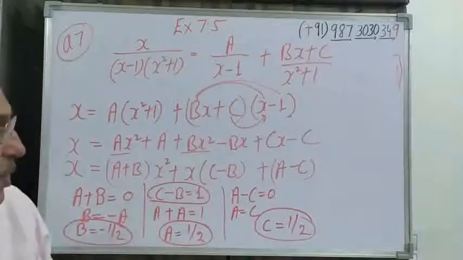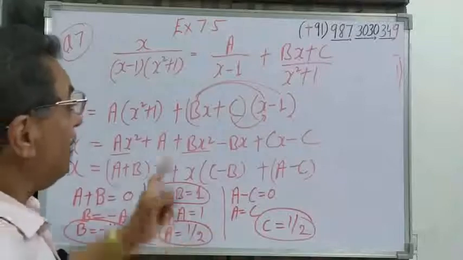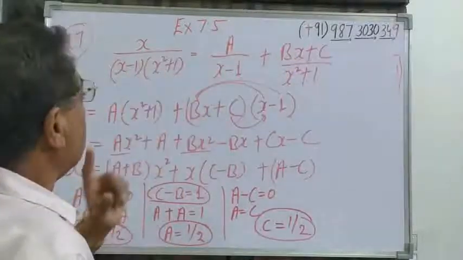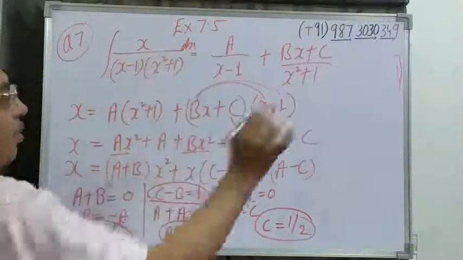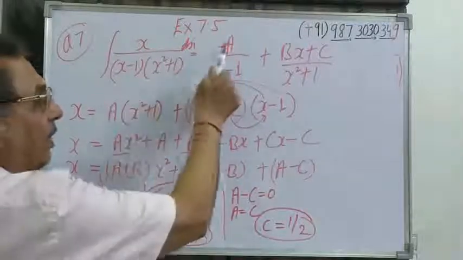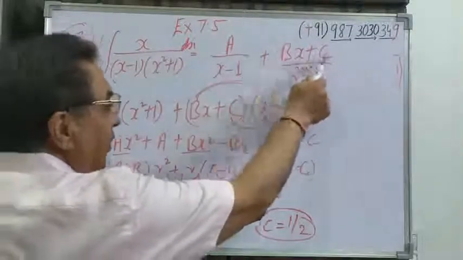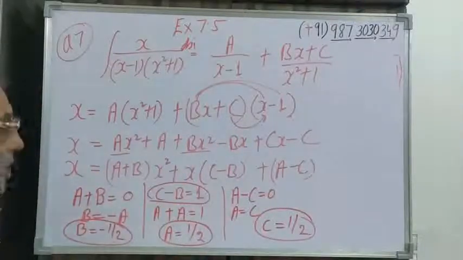Now let us move to the next one. Next, we just substitute the value of a, b, c in the original question. This was the question. Here we have to integrate. I resolve into partial fractions. Now it is purely partial fractions because I have got the value of a, I have got the value of b, I have got the value of c. I will substitute these values and then integrate it simply.